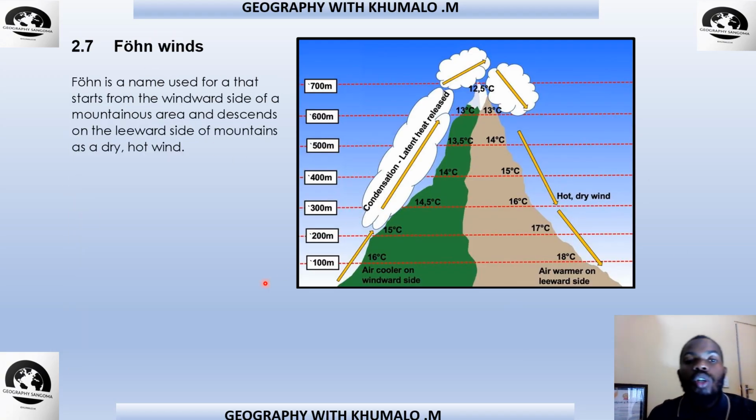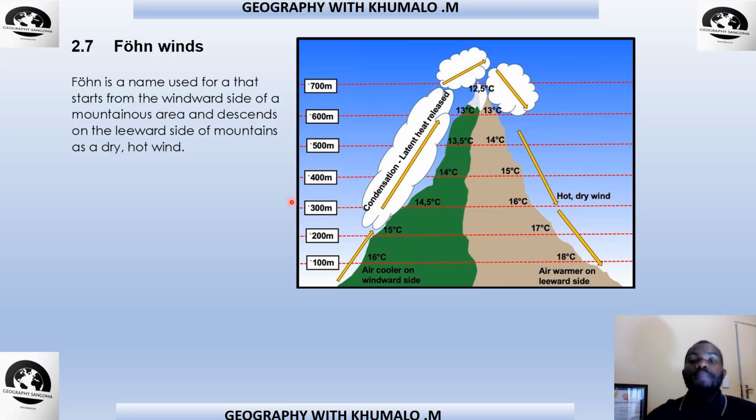Now we've got what we also call the Foehn winds. Remember the Foehn winds that you have learned in term 1? The Foehn wind is a name used for air that starts from the windward side of the mountain areas and descends on the leeward side of the mountain as dry hot wind. So now this air is a hot dry wind that blows down the leeward side. That is the simple definition that you can keep. Rather than writing the one that I've written here, you can say the Foehn winds are the hot dry winds that blow down the escarpment on the leeward side.